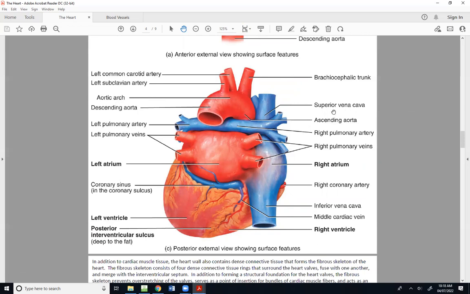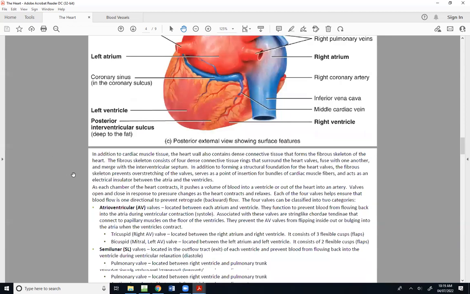Over on the right, superior vena cava, aorta, right pulmonary artery, right pulmonary veins, right atrium, inferior vena cava, and right ventricle. You can pretty much bank on at least one of those two images being on the exam, if not both of them, at least one of them for sure.